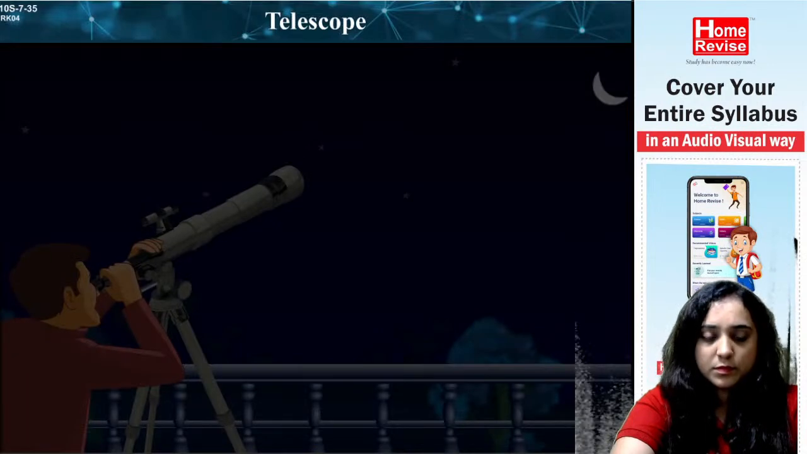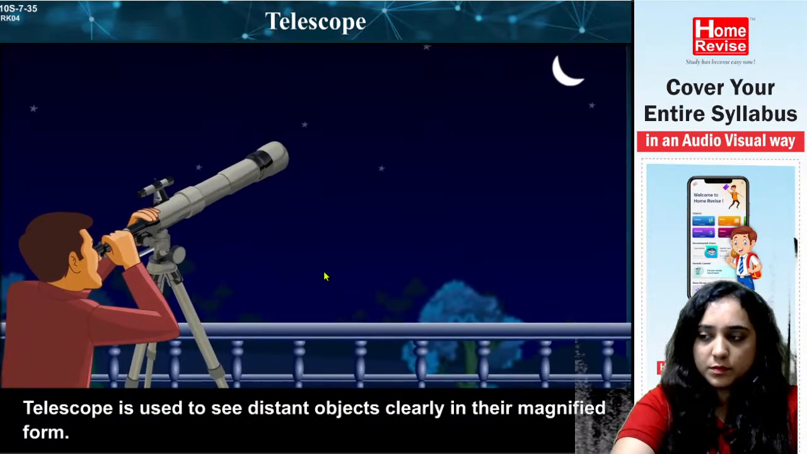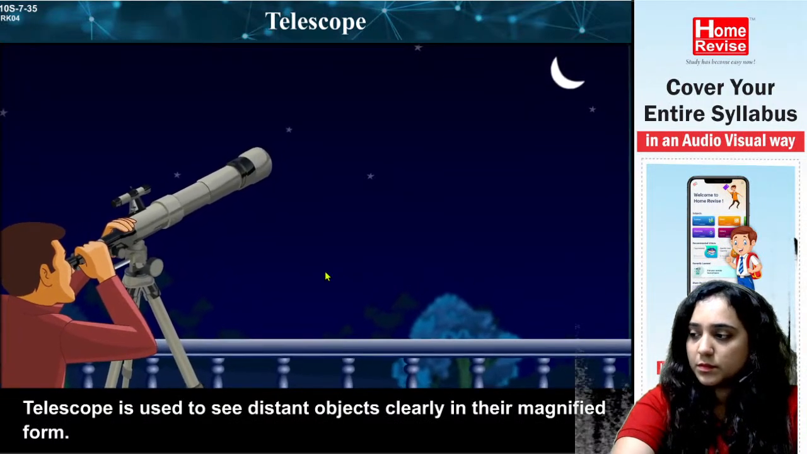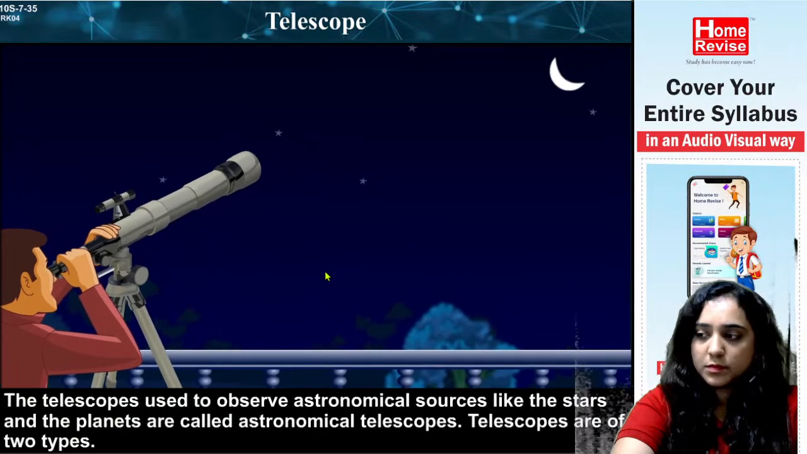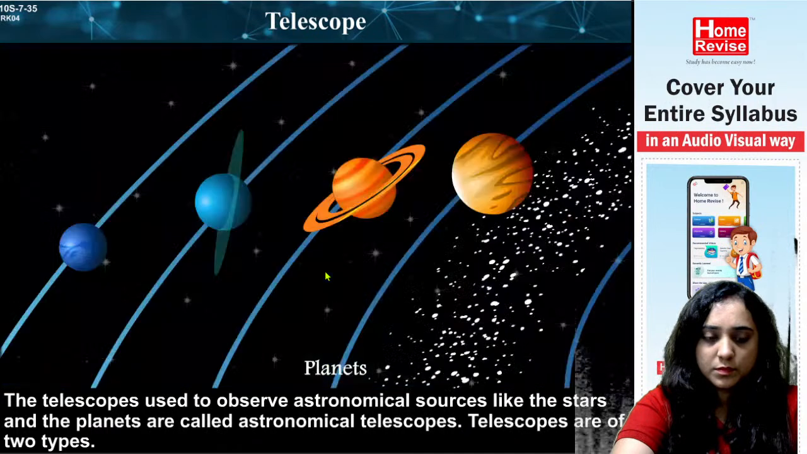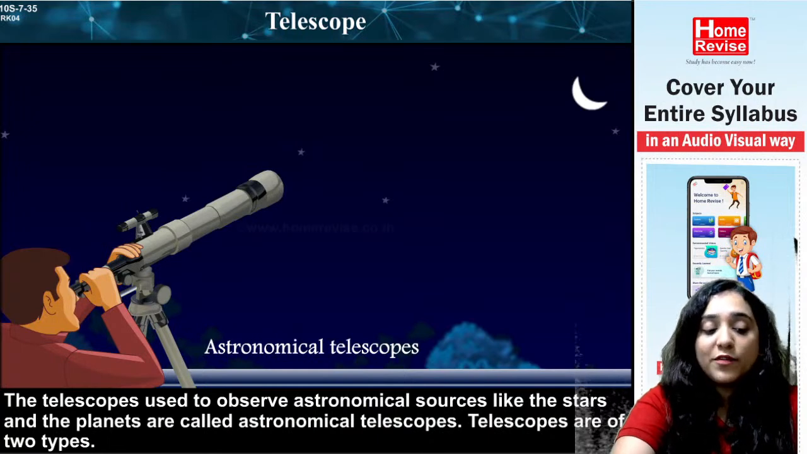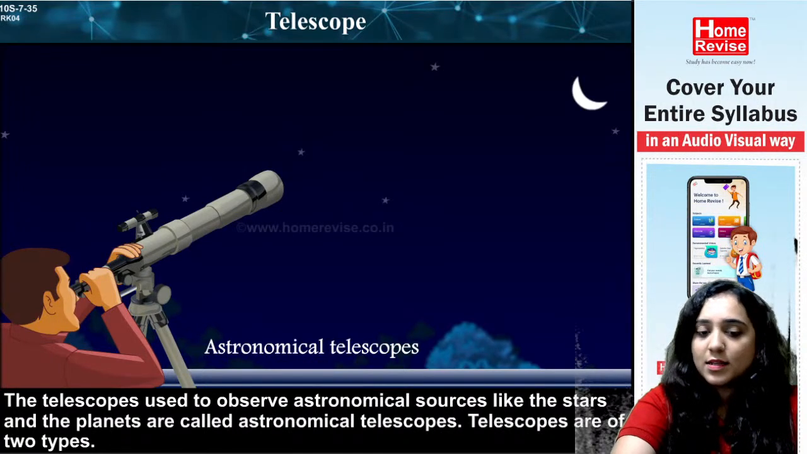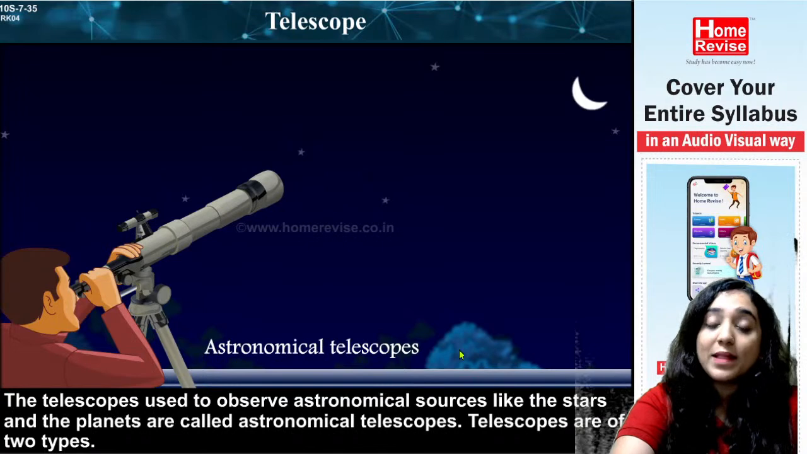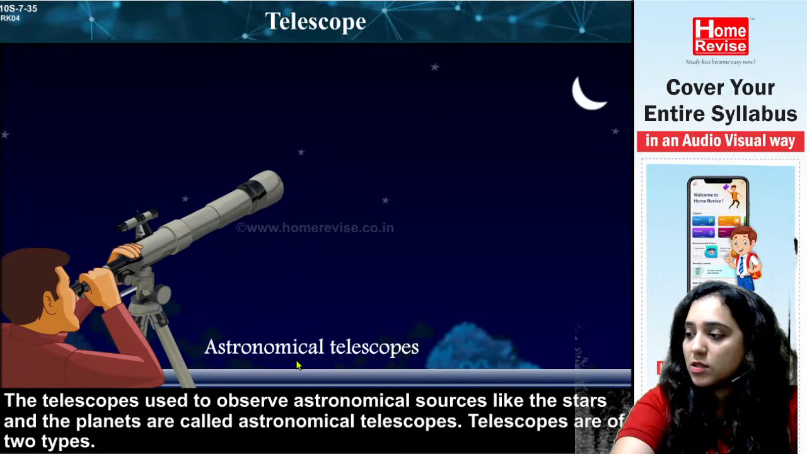C. Telescope. Telescope is used to see distant objects clearly in their magnified form. The telescopes used to observe astronomical sources like the stars and the planets are called astronomical telescopes. Yes, as we all know, if we want to study different planets and everything, we use the telescope, and that particular telescope is called the astronomical telescope, okay?